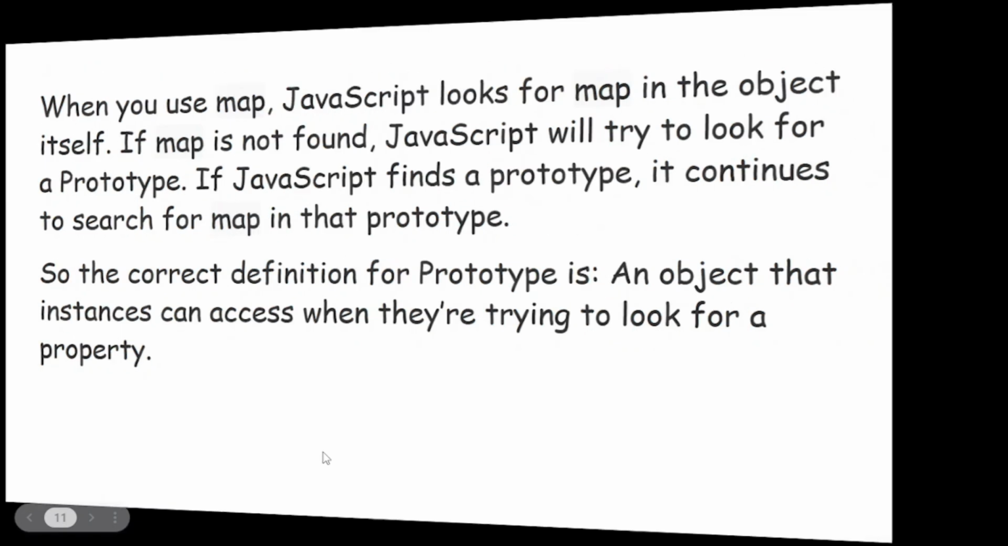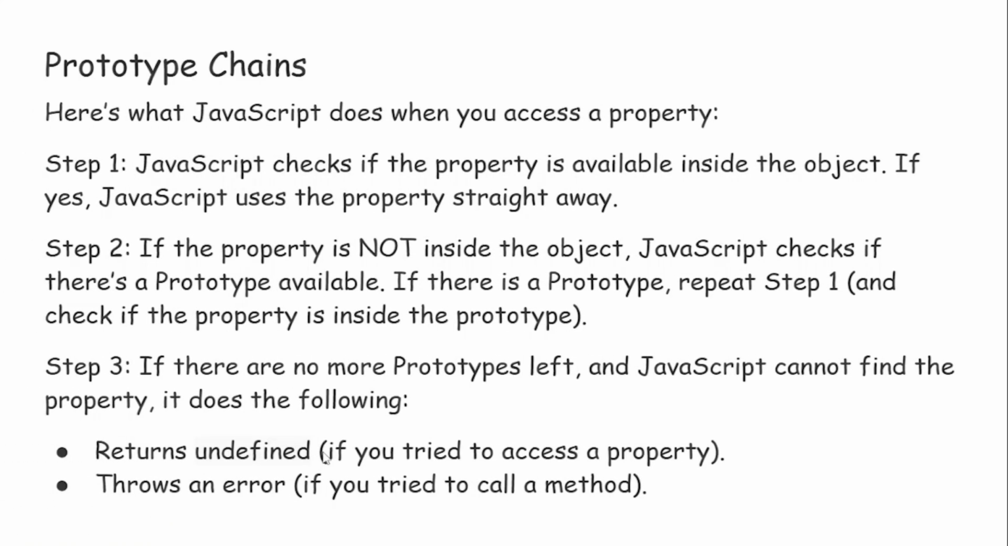So, prototype chains. Here's what JavaScript does when you access a property. These are the steps. Step 1: JavaScript checks if the property is available inside the object. If yes, JavaScript uses the property straight away. Step 2: if the property is not inside the object, JavaScript checks if there is a prototype available. If there is a prototype, repeat step 1 and check if the property is inside the prototype. Step 3: if there are no more prototypes left and JavaScript cannot find the property, it does the following. It either returns undefined if we are trying to access a property, or it throws an error if we try to call a method.